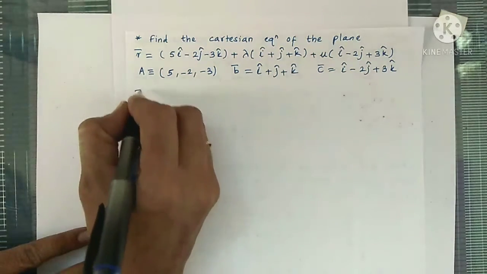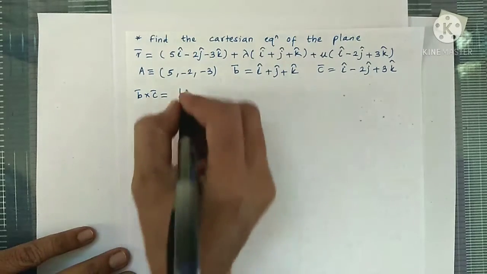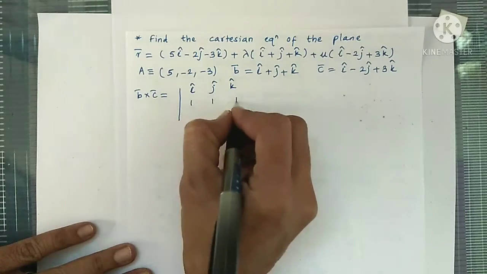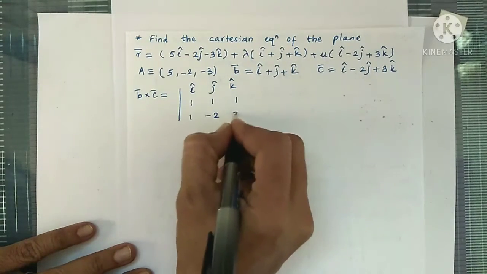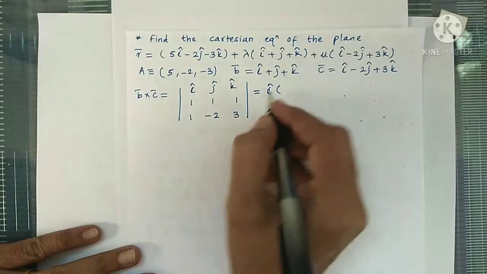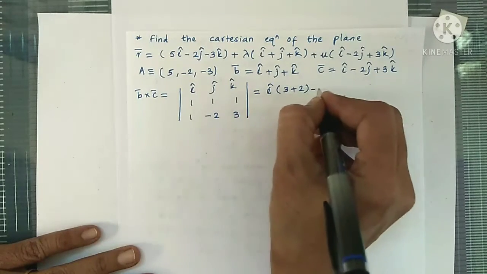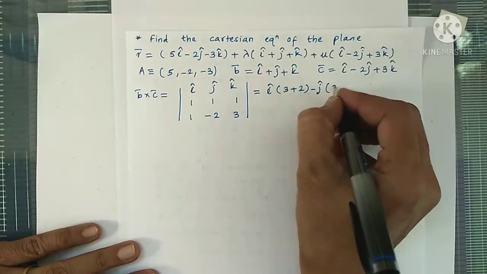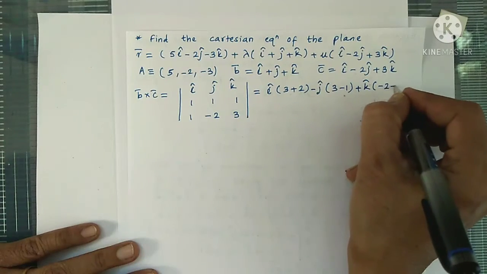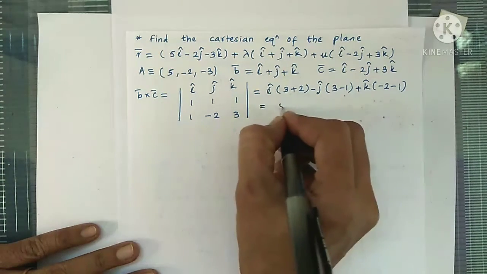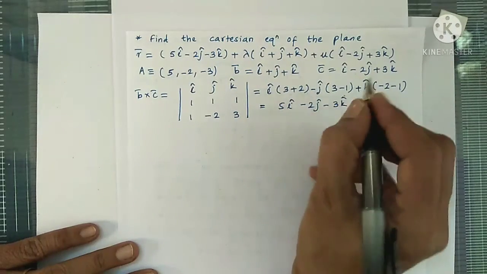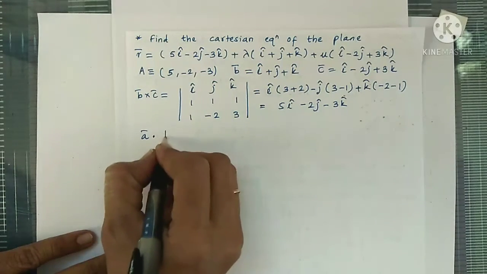So let's find out b bar cross c bar first. B bar cross c bar, determinant i cap j cap k cap, 1 1 1, c bar is 1 minus 2 3. Expansion is i cap (3 plus 2) minus j cap (3 minus 1) plus k cap (minus 2 minus 1). So this is 5 i cap minus 2 j cap minus 3 k cap.